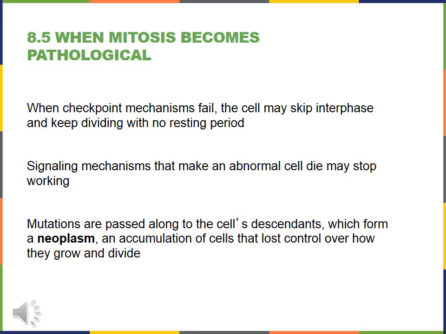Mutations are passed down to every cell from here on out. So let's say we had this abnormal amount of growth. Every cell that gets that genetic information is now going to have this abnormal growth. Mutations are always passed on. It's how we get genetic diversity.